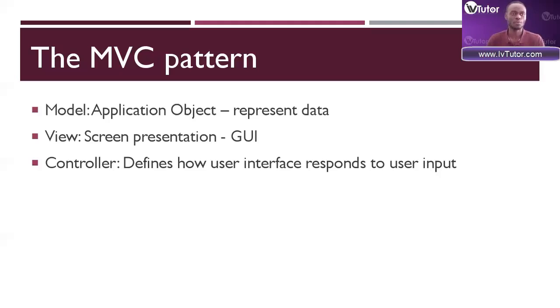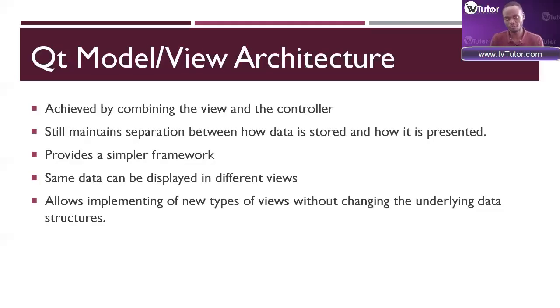And from there, we then go to the model view architecture. So you end up with the model view by combining the view and the controller. So from MVC, if we combine the V and the C, then we end up with the MV, and this simply becomes your V. So that is how we end up with the model view architecture.